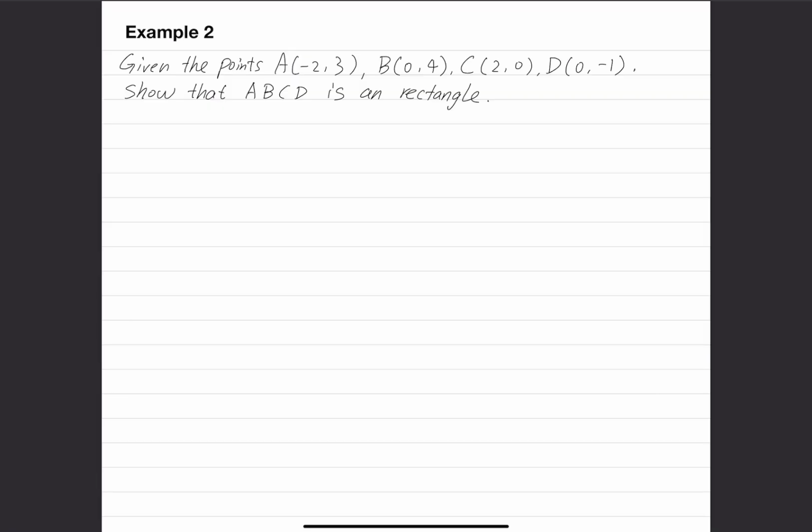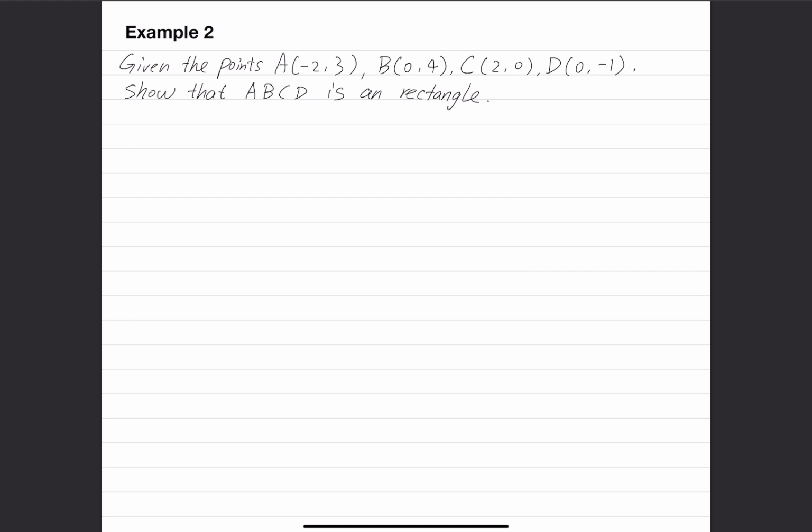Now let's take a look at this second example. The second example is a little bit more complicated than the first one. Given the 4 points, they ask us to show that ABCD is a rectangle. In order to prove a shape is a rectangle, you would start by proving firstly that the shape itself is a parallelogram, right? So how to prove it's a parallelogram? You have to prove that the opposite sides are parallel. So we firstly need to prove opposite sides are parallel. Then we need to prove that one pair of adjacent sides is perpendicular, right?